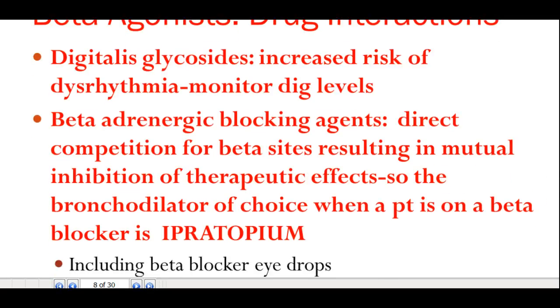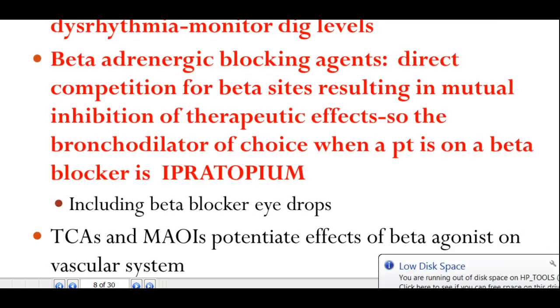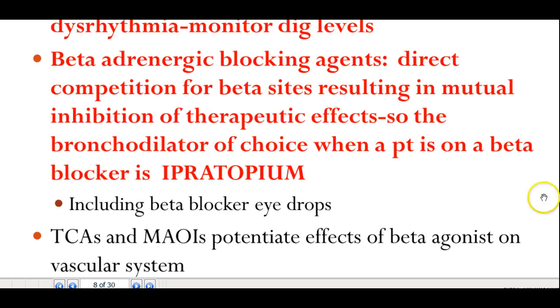I can't even speak today. Ipratropium. And of course, those come with their own risks. And what's your trade name for that? Is... stop.